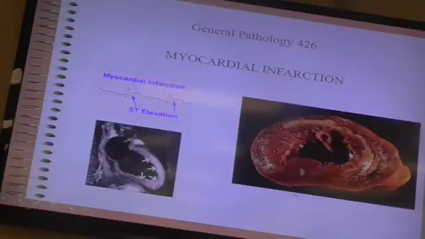And if I look grossly, this guy dies. I look grossly, I can see this. This is an area of infarction involving the interventricular septum as well, and a little bit on the right side over here.